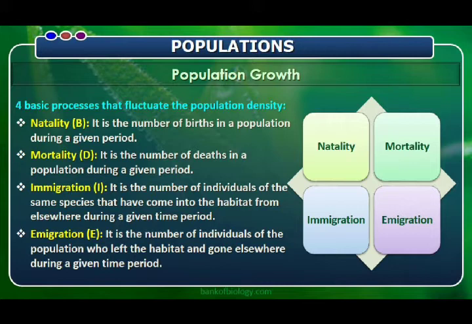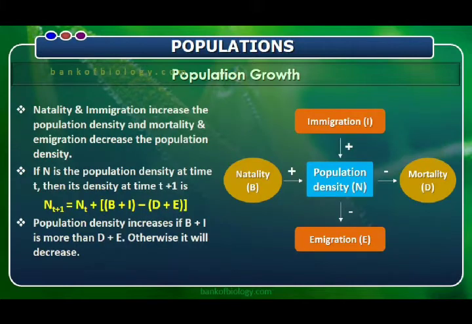And the fourth is emigration. It is the number of individuals of a population who left the habitat and gone elsewhere during a given time period. So these four concepts ultimately fluctuate your population density: birth rate, death rate, immigration and emigration. Okay, so in short, natality and immigration increase the population density, and mortality and emigration decrease the population density.